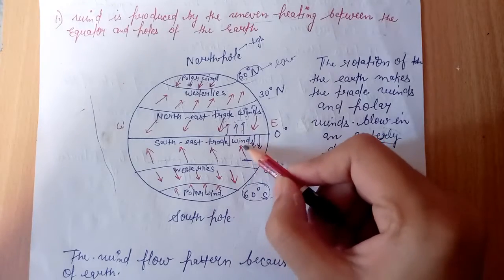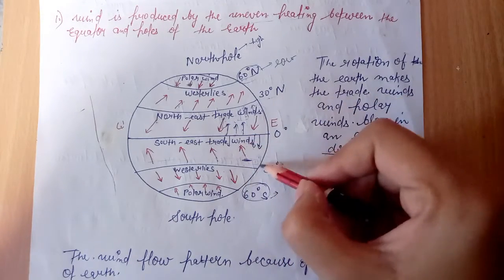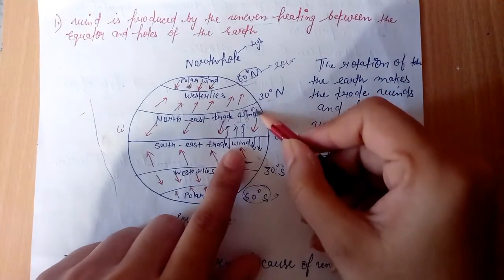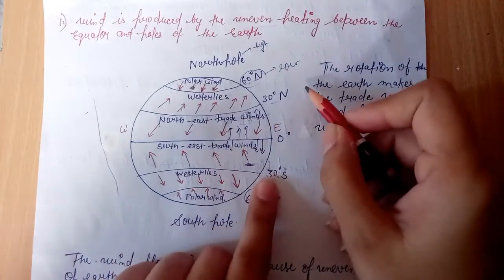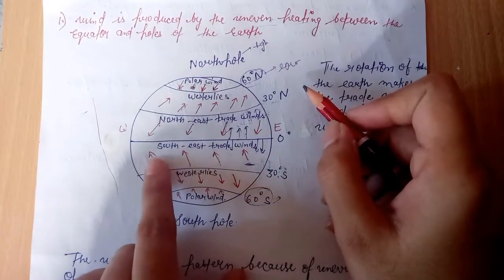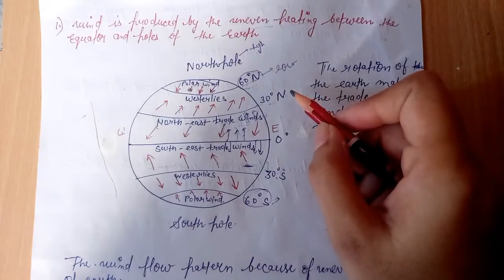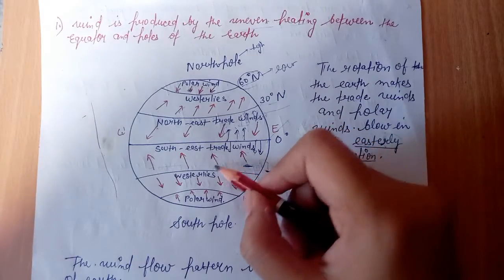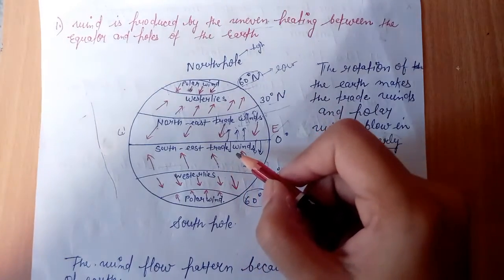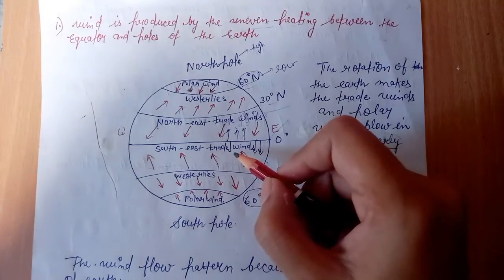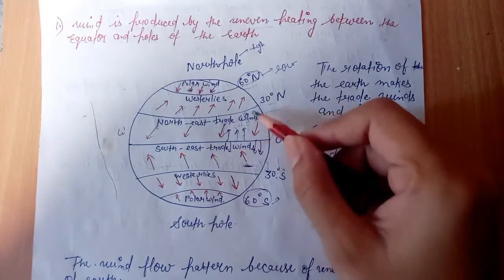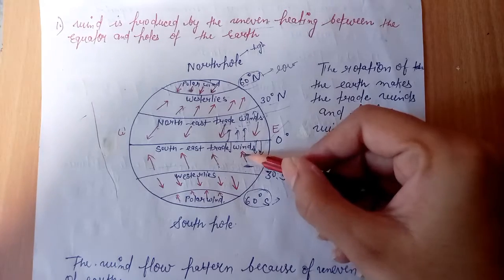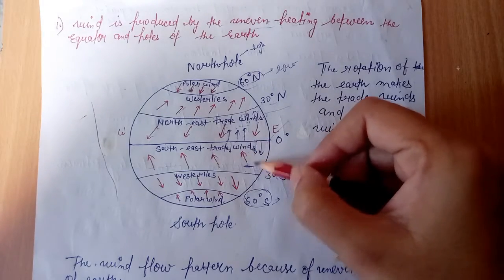Trade winds blow towards the equator from 30 degrees north and 30 degrees south. From 30 degrees north these winds blow towards the equator, and from 30 degrees south these winds blow towards the equator. So we call these winds trade winds. And how do these winds blow? The same concept applies: wind blows from high pressure region to low pressure region. So following that concept, these winds blow from 30 degrees north towards the equator, and from 30 degrees south towards the equator. How does this happen?